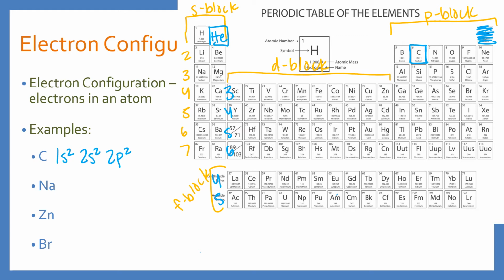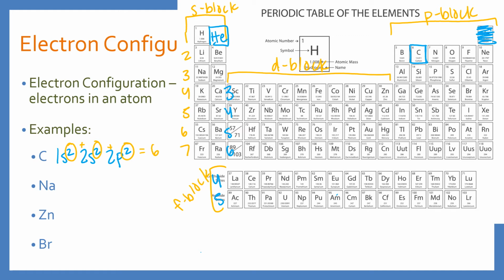One way to check yourself is to go through the periodic table for sure, but then also when you're done, add up all these little exponents that you've put here. It should equal the total number of electrons that you have in your atom. So 2 plus 2 plus 2 equals 6.